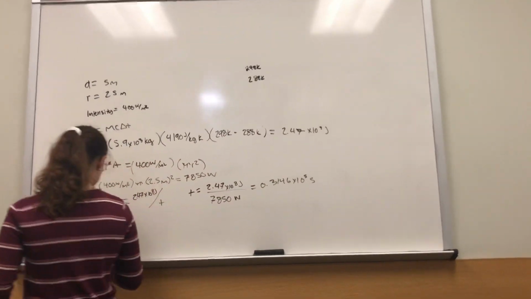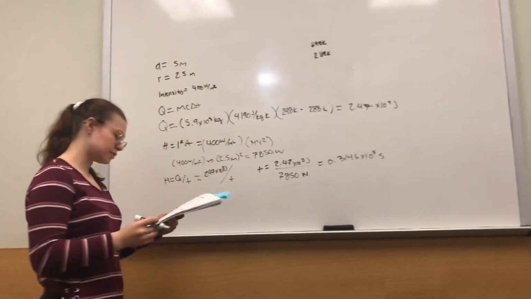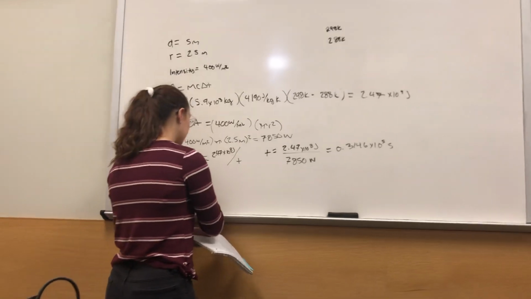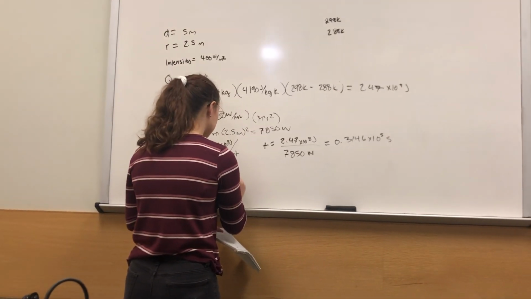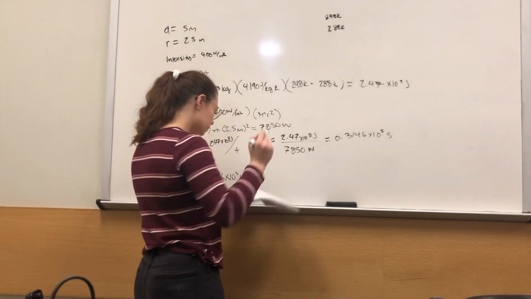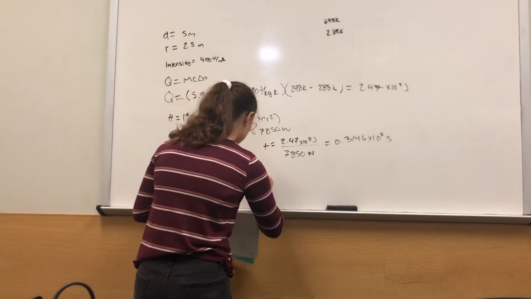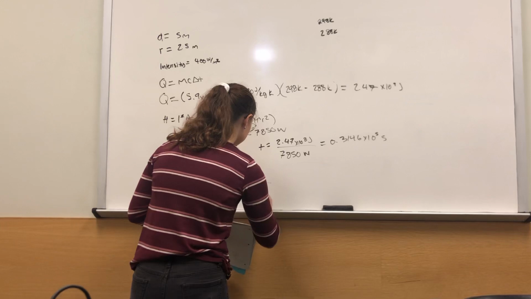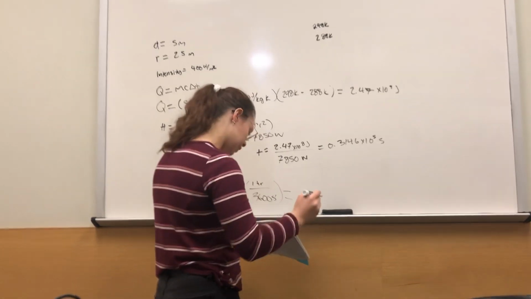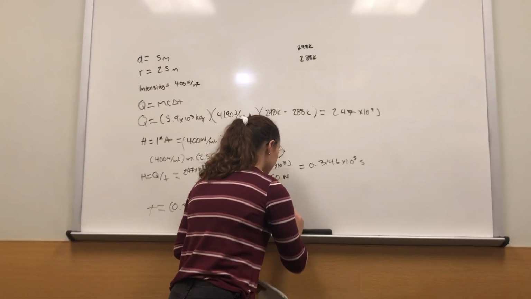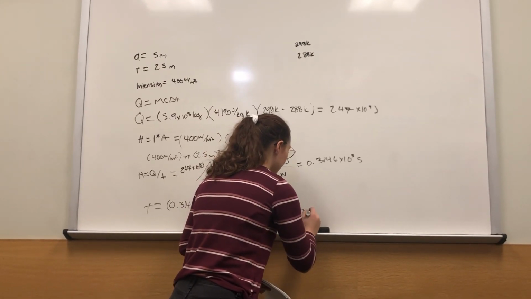And we need to convert that into hours because that's what the problem asks for. So we take 0.3146 times 10 to the 5th seconds. And in 1 hour, there's 3,600 seconds. So we divide that, and we end up getting 8.73 hours.